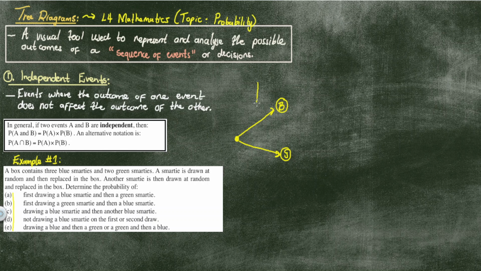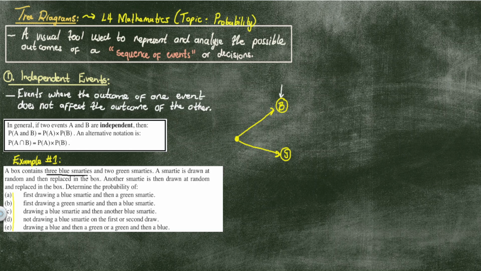So this is event number 1, me taking out this smartie for the first time. Now here's the question again. What is the probability of me taking out the blue smartie from the box? Let's see again, how many smarties does our box have?